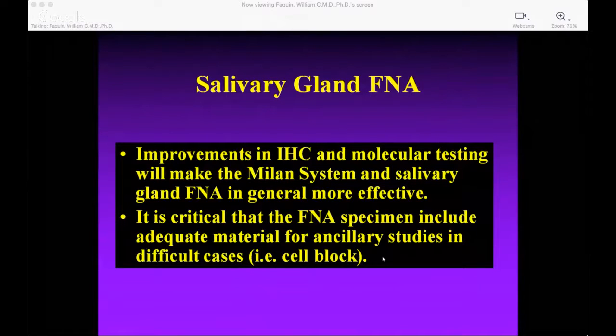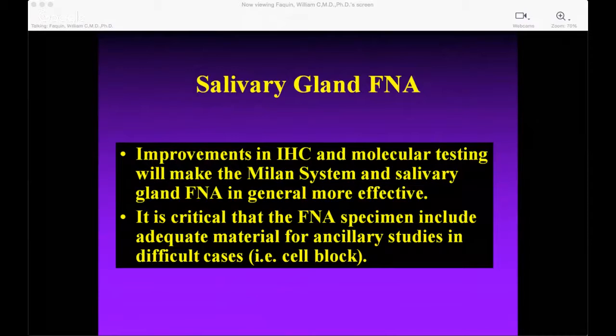And so by that, I think it's an important take-home message: we can only go so far on cytomorphology alone. Fortunately, cytomorphology does get us pretty far when we're dealing with things like Warthin tumor and pleomorphic adenoma. But when we start dealing with some of the other less common tumors and low-grade carcinomas, we really can only go so far with cytomorphology.